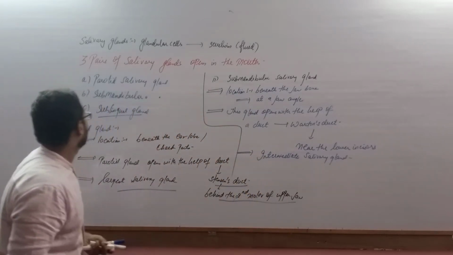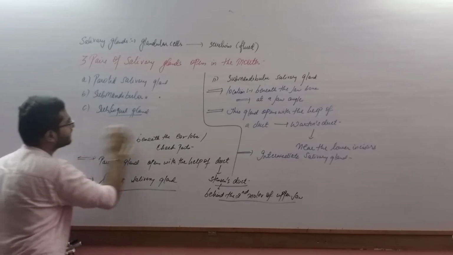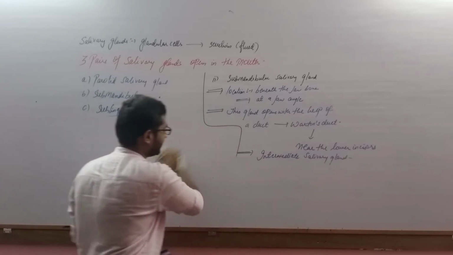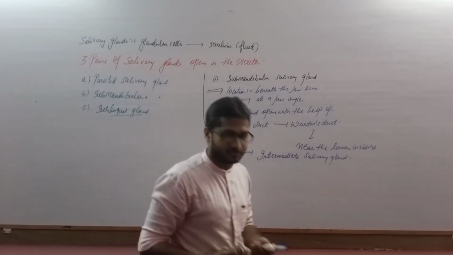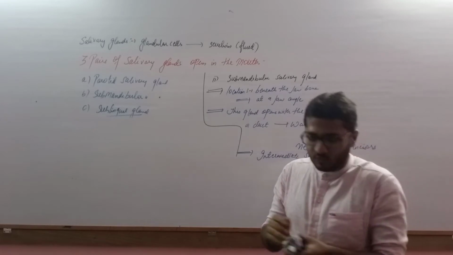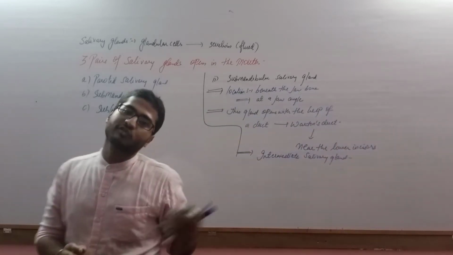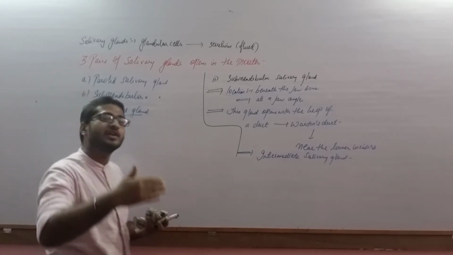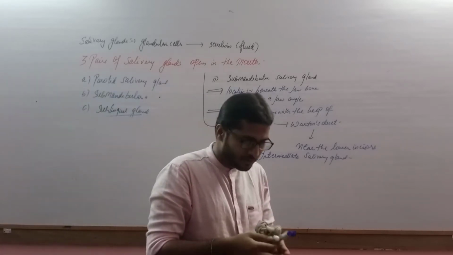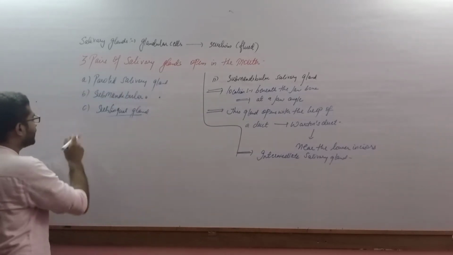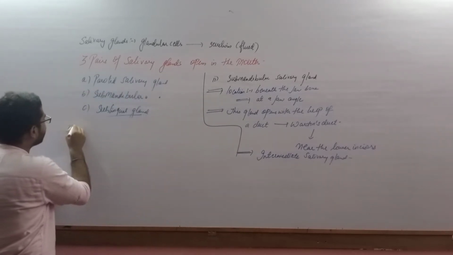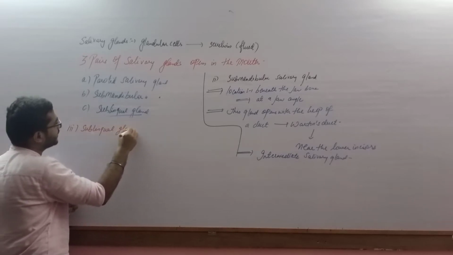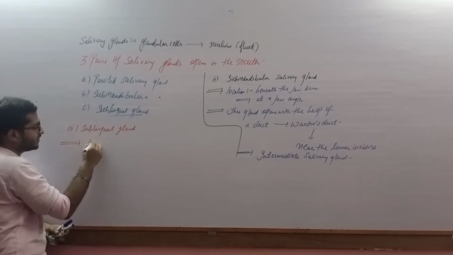It is a kind of intermediate salivary gland. Now the third salivary gland is the sublingual gland. As the name suggests, lingua, as in the previous video, means tongue. The tongue parts are called lingua or lingual. So sub means beneath, so location wise sublingual means below the tongue, that is, beneath the tongue this gland will open. So this is the third gland, and the name of the gland is sublingual gland.